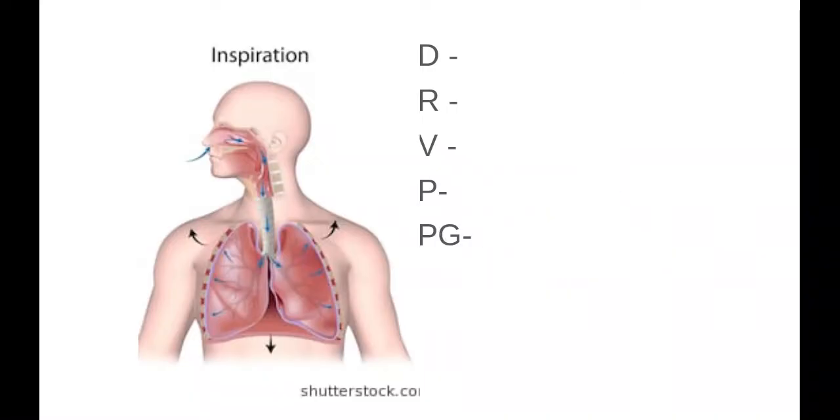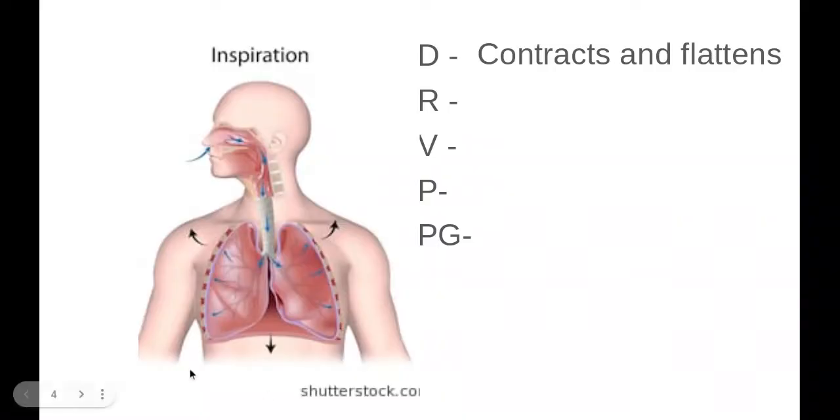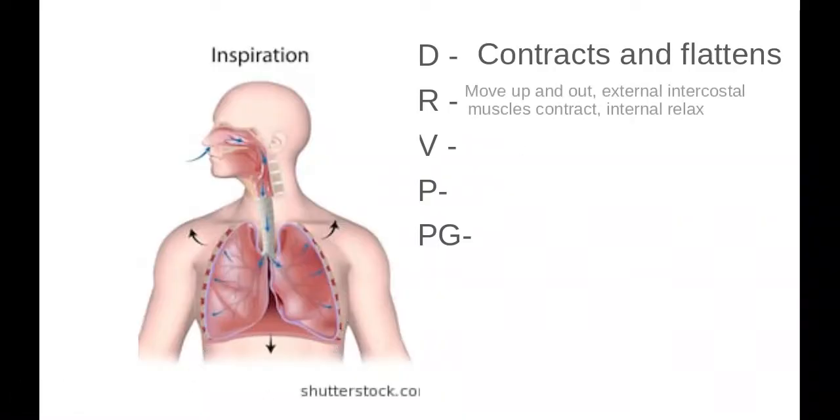So this is what it looks like in inspiration. First of all, the diaphragm, which is the muscle just underneath the lungs, is going to contract and flatten. The ribs move up and outwards. The external intercostal muscles are going to contract and the internal are going to relax. I often encourage students to pop their hands on the rib cage and take a deep breath in when they do this, to help them understand and remember what's going on within their bodies when they're breathing in.